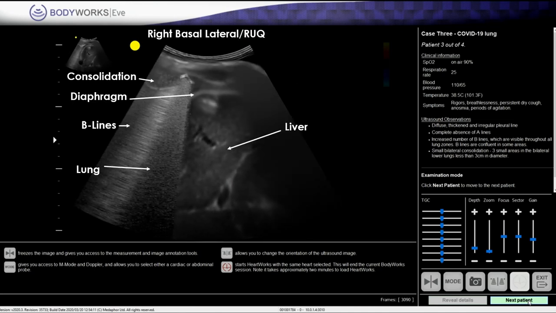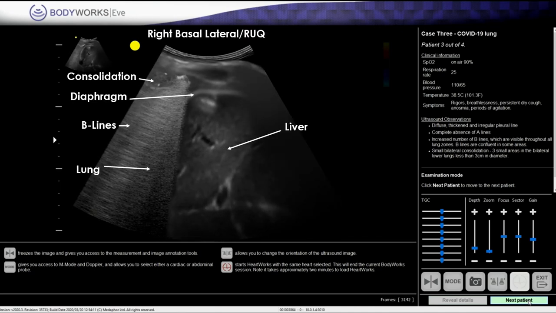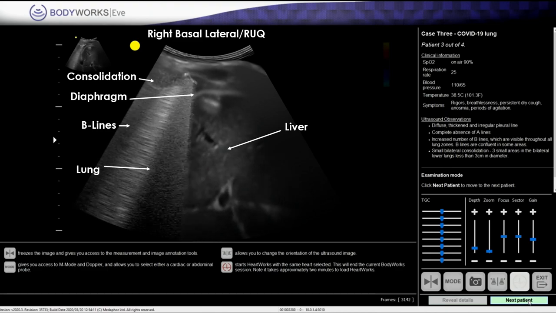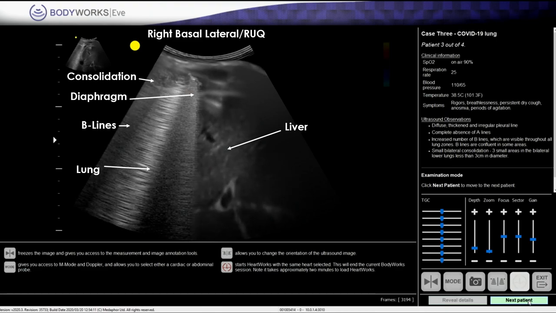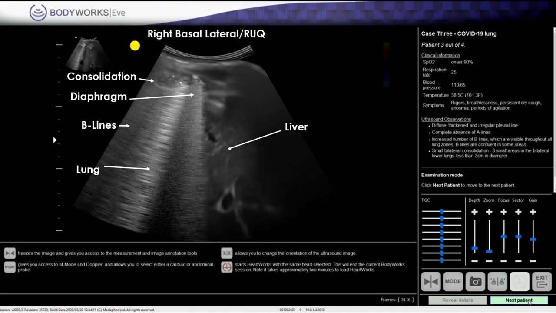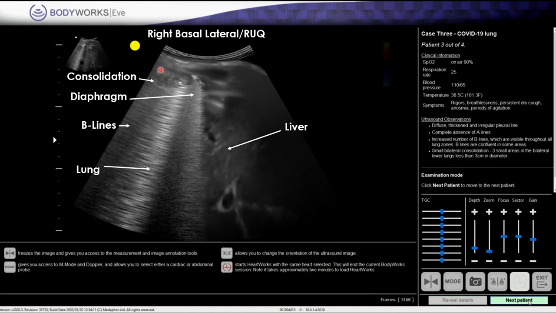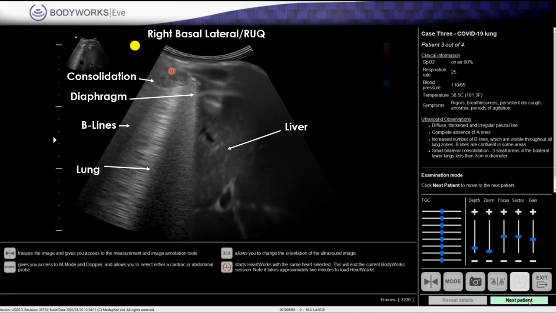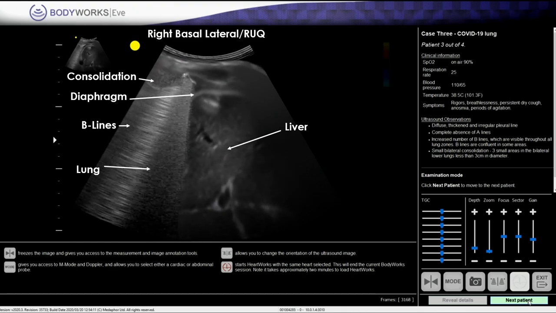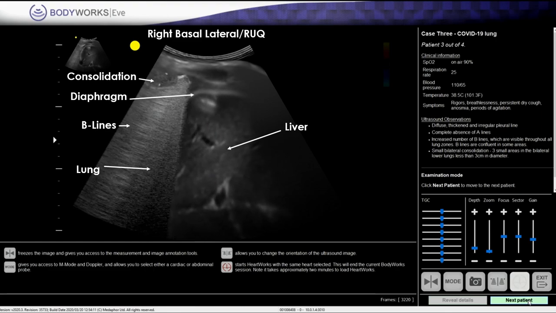This is the right basal lateral or right upper quadrant view, and here's like we saw with the pleural effusion, you see that there's not a pleural effusion here necessarily. It's kind of a bad scan, I apologize. But you see some very thick confluent B lines. Everything's getting really thick down at the base, and you've got a little bit of subpleural consolidation up here. There's a little bit of thickness. And this is the same patient that we've seen earlier.